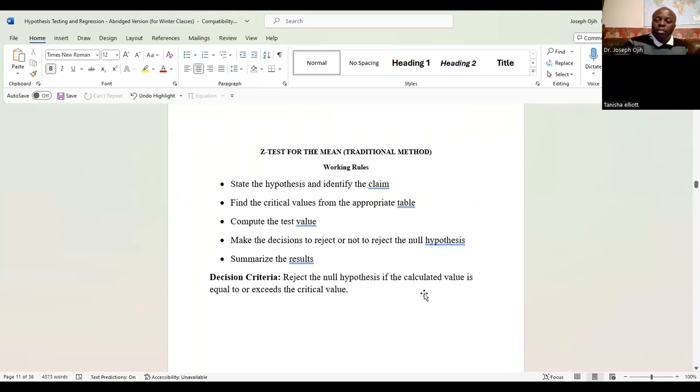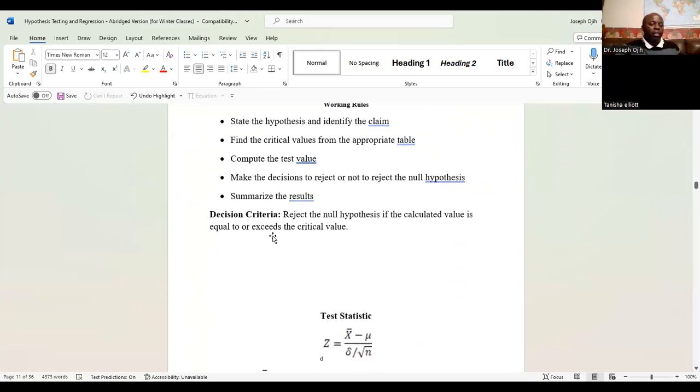Then summarize your results. Now, how do you decide to reject? Call it the decision criteria. You reject the null hypothesis if and only if the calculated value, that means your answer, is equal to or exceeds the critical value. So when your answer is equal to the critical value or your answer falls in the critical region, you reject the null hypothesis. Otherwise, don't reject it. So that's what it means: if your answer falls in the region, reject.